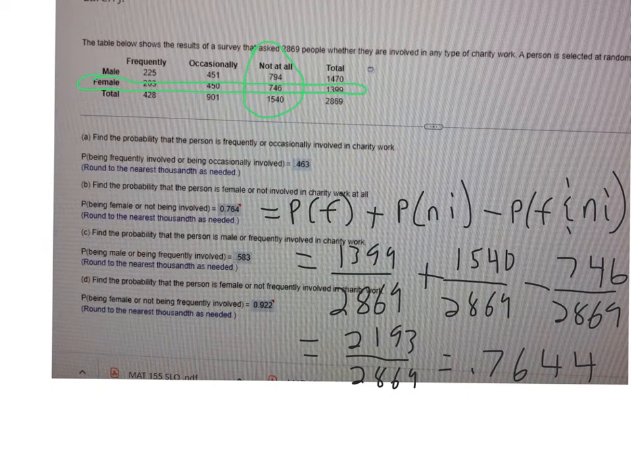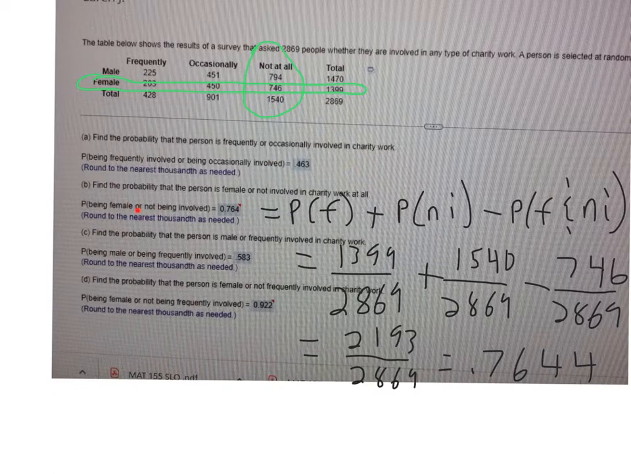Oh, I saw your question here. They give you this two-way table. This one, part D, they want you to be similar to part B. They want you to find the probability of being female or not being involved. So this row here is the females, and this column's not involved.